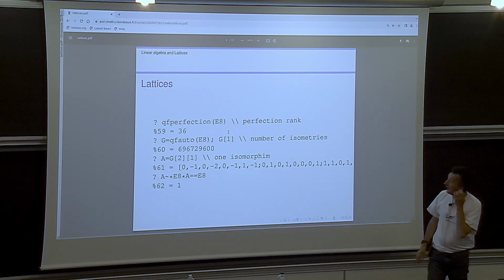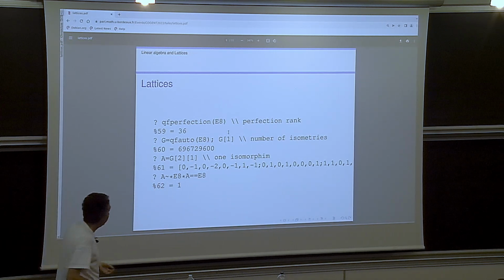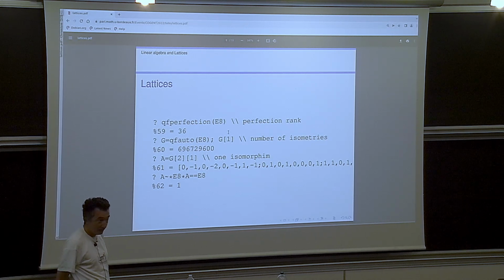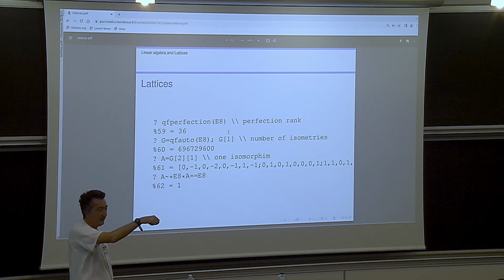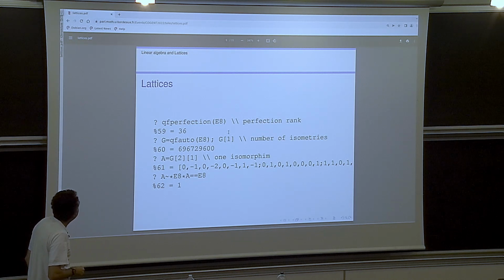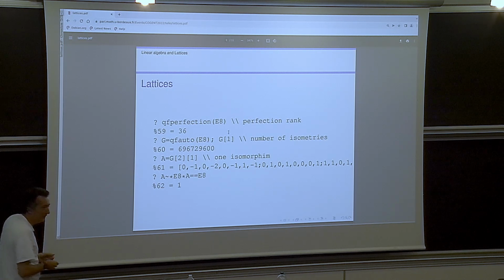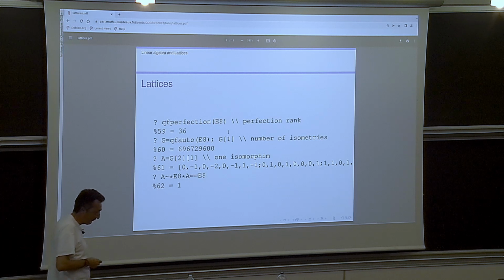Okay, so one more thing we can do: is it a perfect lattice? There is a function in PARI-GP, qfperfection, that returns the perfection rank, which is the dimension of the space generated by the X transpose X for all the minimal vectors, as you saw yesterday. And this gives you 36. You could write the function manually, but it's a bit tedious because you have a vector space where vectors are matrices. And 36 is equal to 8 times 9 over 2. So it means it's actually a perfect lattice.